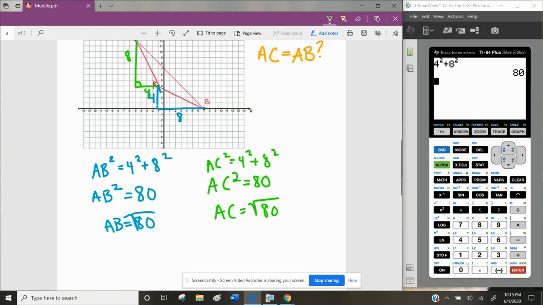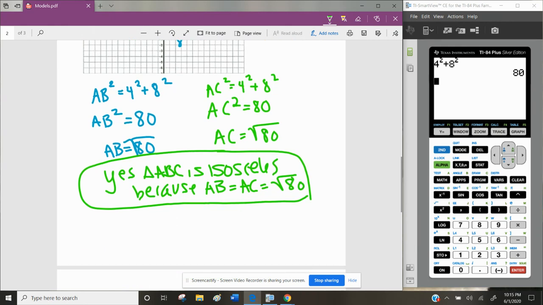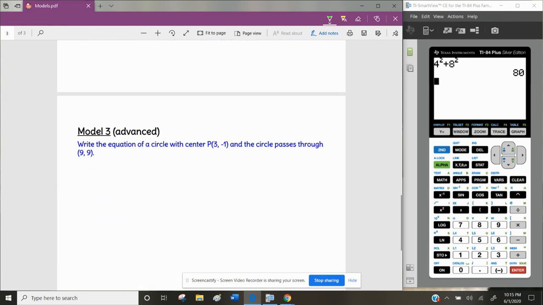So is triangle ABC an isosceles triangle? Yes, triangle ABC is isosceles because AB equals AC, which equals the square root of 80. So that's one application of the distance formula.